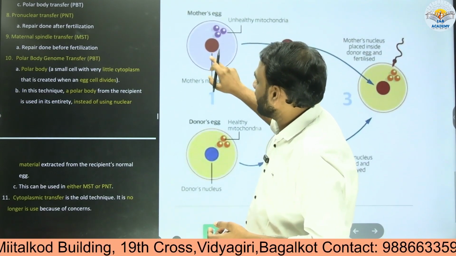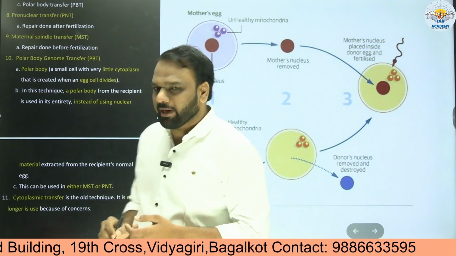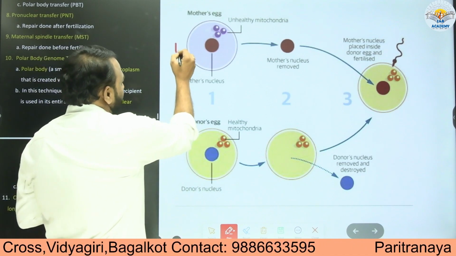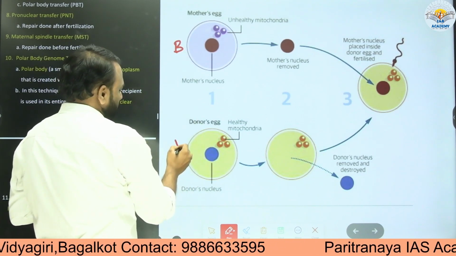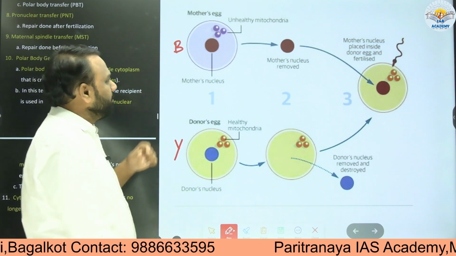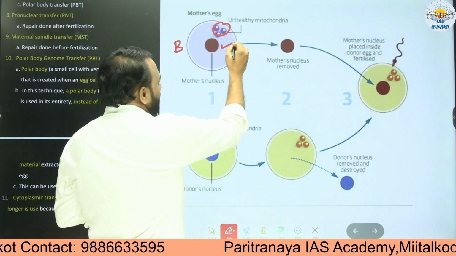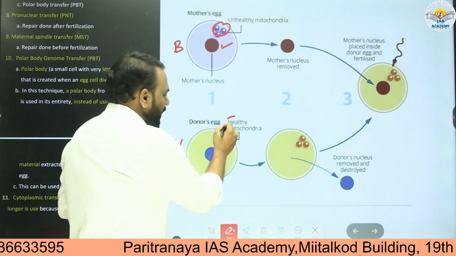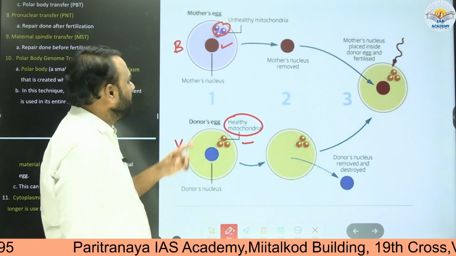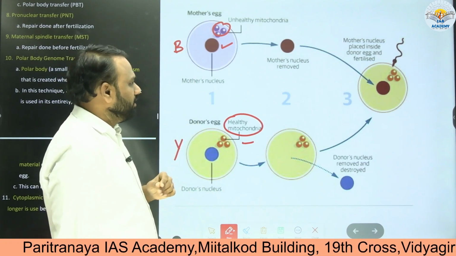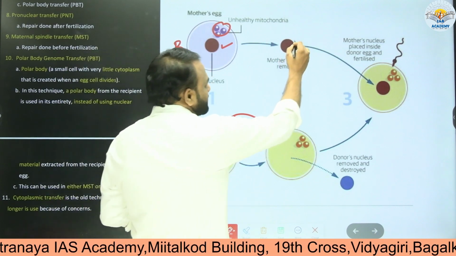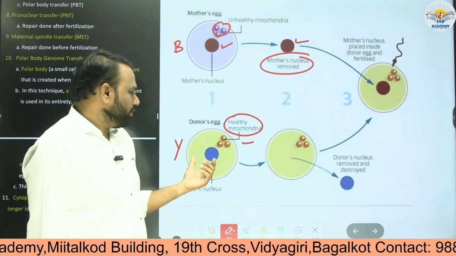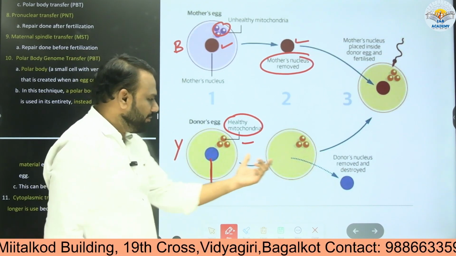Okay, so this is called maternal spindle transfer. So here, okay, so mother B, so donor Y. So mother B has unhealthy mitochondria but good nucleus. So here donor Y has healthy mitochondria. Okay, healthy mitochondria. So mother's egg, so donor's egg. Now from the mother's egg, what we will do, we will just remove out what? Nucleus. And from the donor's egg, we will remove the nucleus. Okay, and we will make it blank.